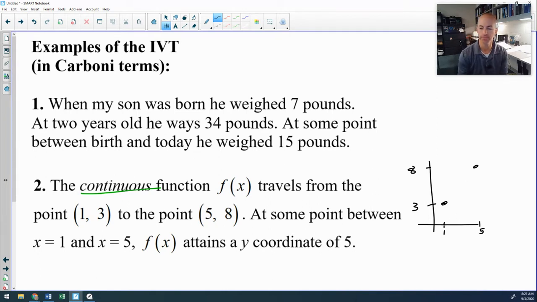At some point between x equals 1 and x equals 5, this function must hit a y-coordinate of 5, 5 being somewhere between 3 and 8, and it is impossible for me to connect those 2 points with a function and not hit a value of 5. If I go linearly, I obviously hit it. If I try to go really low and then sneak up really quick, still doesn't work. Even if I sneak up there really quickly, you got to hit 5. The only way you wouldn't hit 5 is if you do something really silly like go all the way around, but now we're no longer a function. We failed the vertical line test. So any continuous function that goes from one point to another must hit all the y values in between.